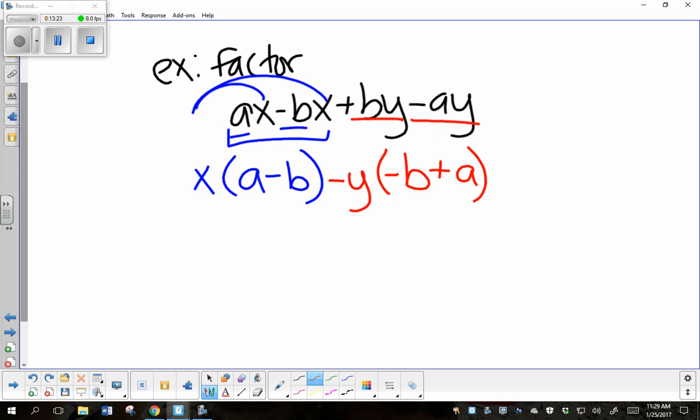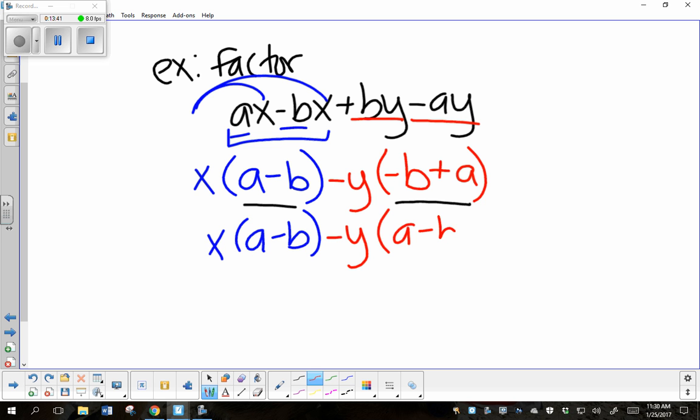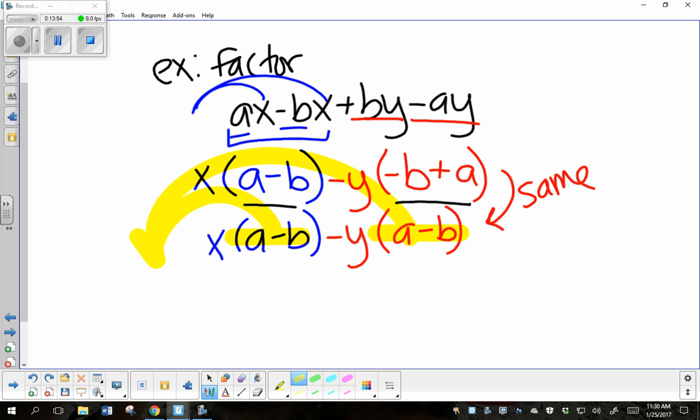Now, as it stands right now, this does not look exactly the same as this, but remember, we could reorder the second one to look like a minus b. So what I've got here is x times a minus b minus y times, and I'm just going to reorder this, a minus b. So these are the same thing. I just reordered that second set of parentheses because now both those terms have an a minus b in it, and I can pull that out in front.